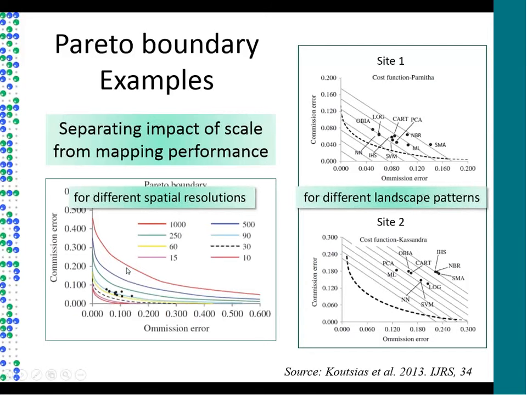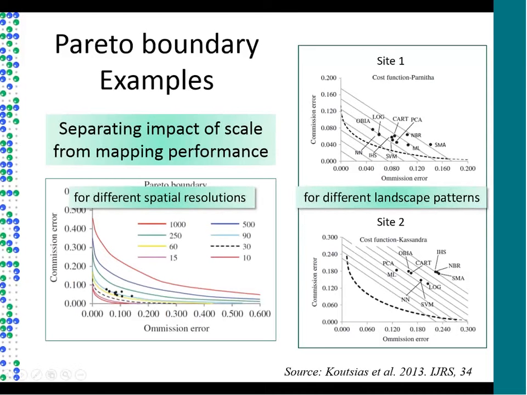And another thing you can do, when you look at the figures on the right, is start looking at different landscape structures. So site 1 and 2 represent different areas, and I think it's an area in Greece or in Italy, it doesn't really matter. The dots represent the different classification procedures that were tested, all of them trying to map burnt areas and forested areas in Italy, say.